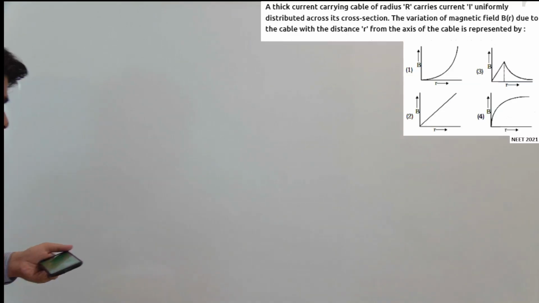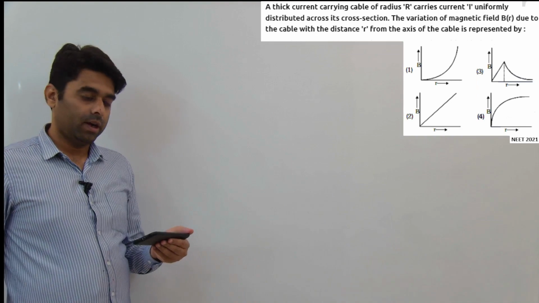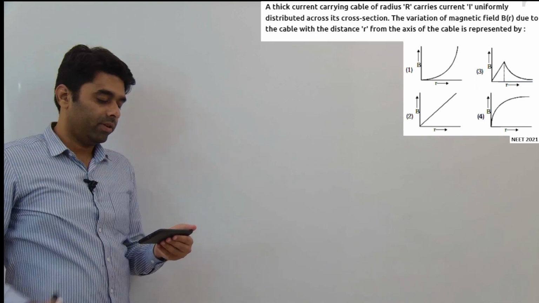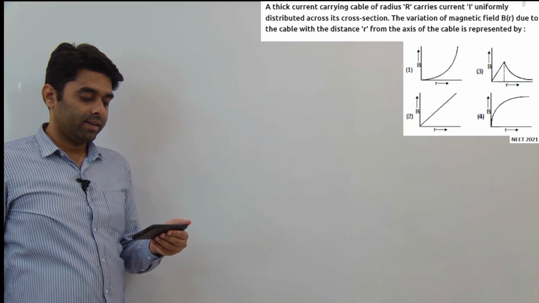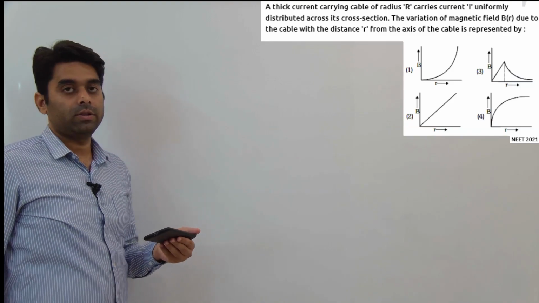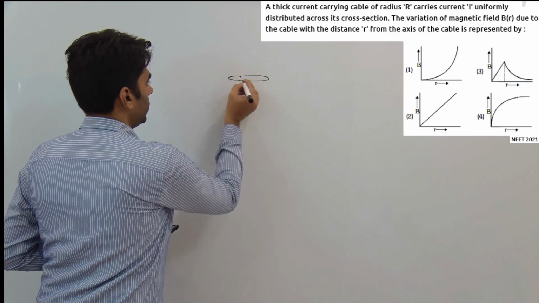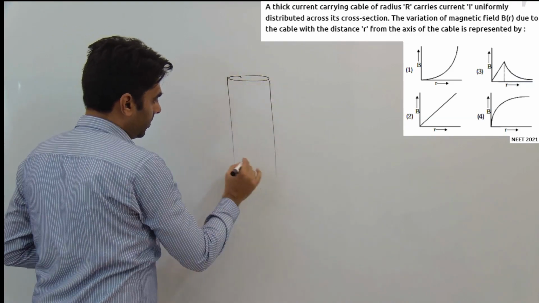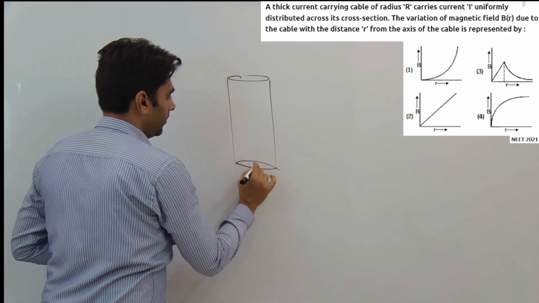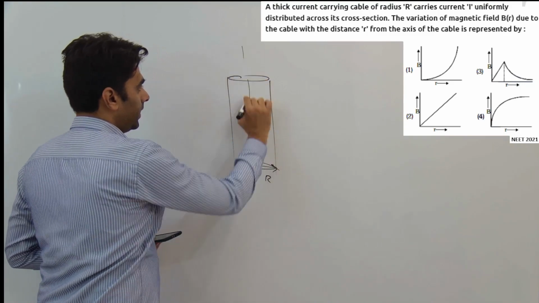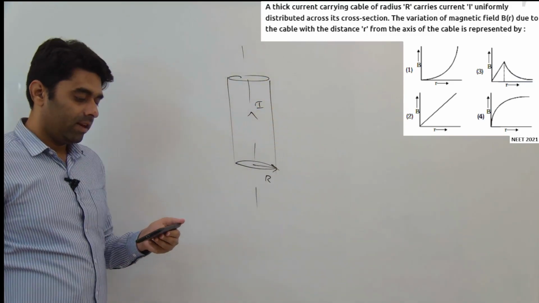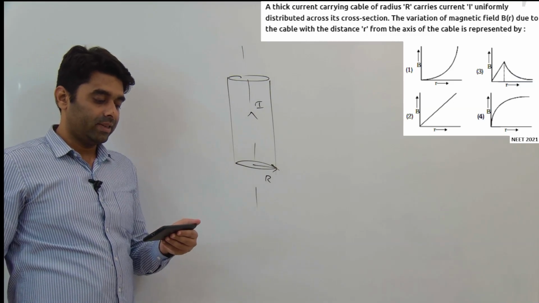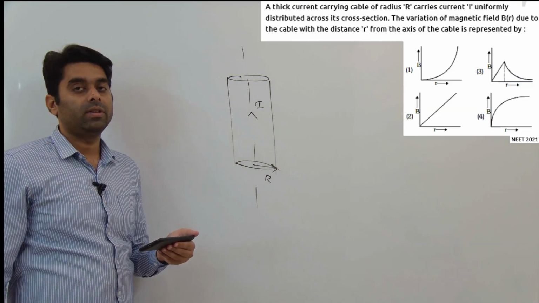So next we have some graphs given to us. Let us read the question. It says a thick current carrying cable of radius capital R carries current I uniformly distributed across its cross section. So basically a cylindrical cable wire is given to us. Its radius is R and it carries a current of I. Next it says the variation of magnetic field due to cable with distance small r from the axis of the cable is represented by.